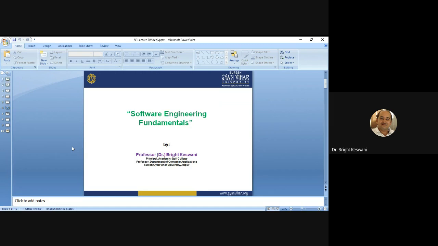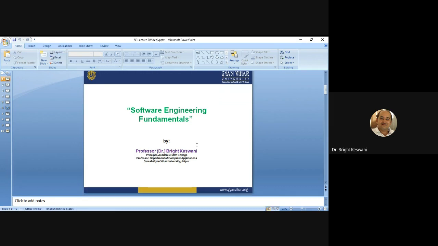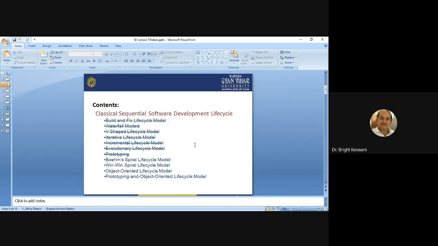Today we are going to discuss some fundamentals of software engineering in this class, and we are continuing from our previous session, which was based on the classical sequential software development lifecycle. We have learned the build and fix lifecycle model, waterfall model, V-shaped lifecycle model, iterative lifecycle model, incremental lifecycle model, evolutionary lifecycle model, and prototyping model.